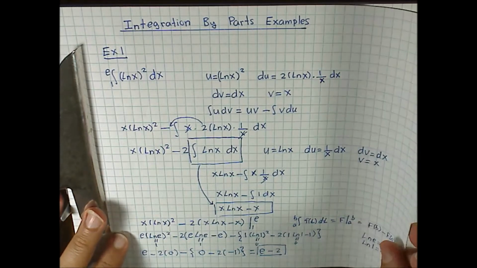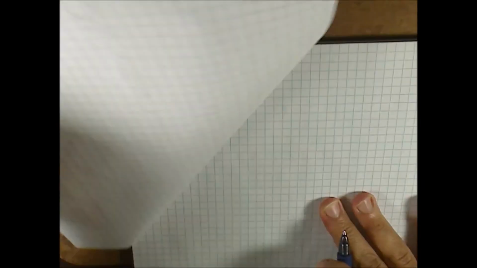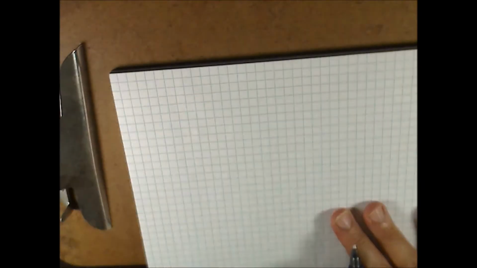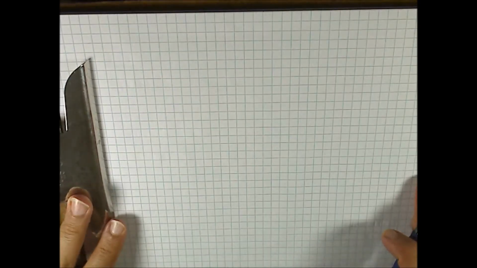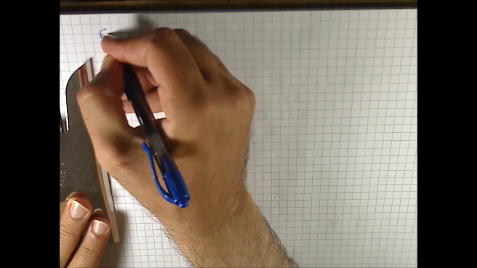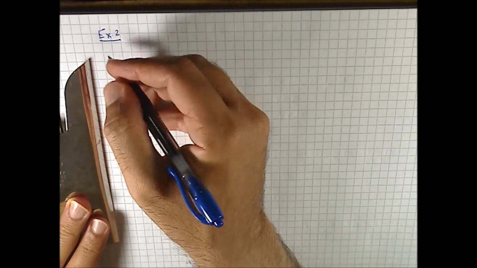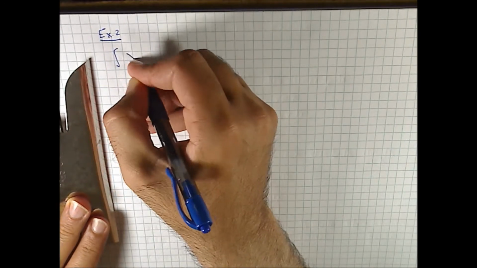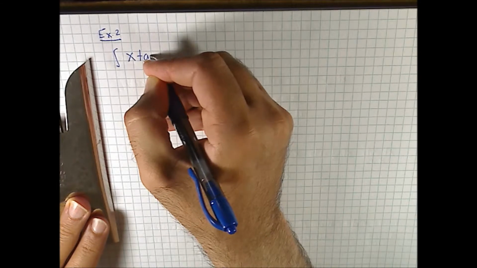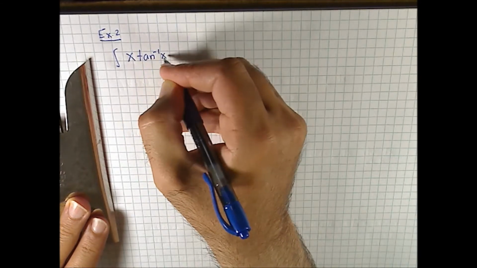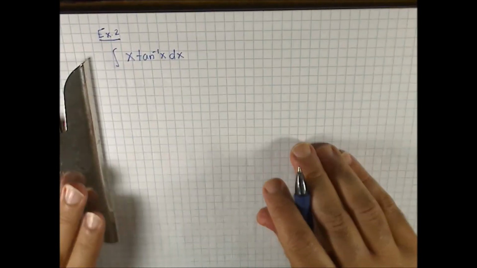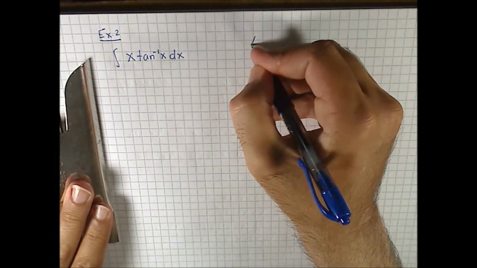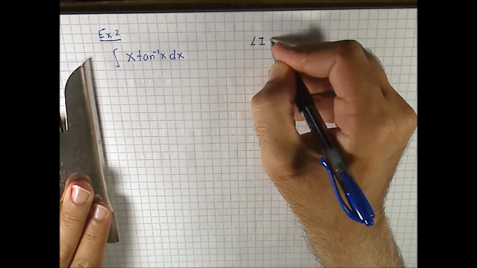Okay, let's look at another example. This one will involve integration by parts and also has an inverse trig function in it. So exercise 2. Here we have the integral of x tan inverse x dx. How do we choose u and dv? Well, here's a good strategy. Use the LIATE principle.